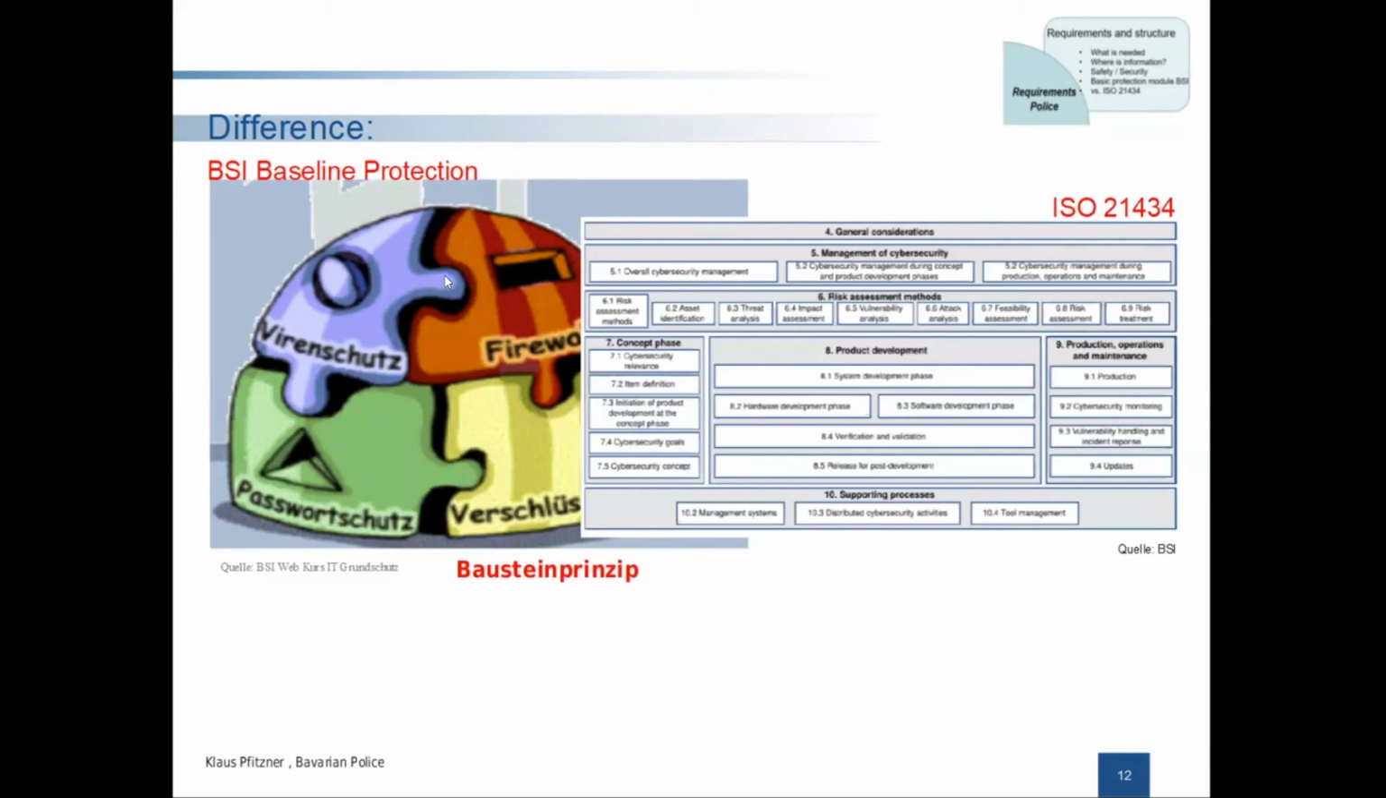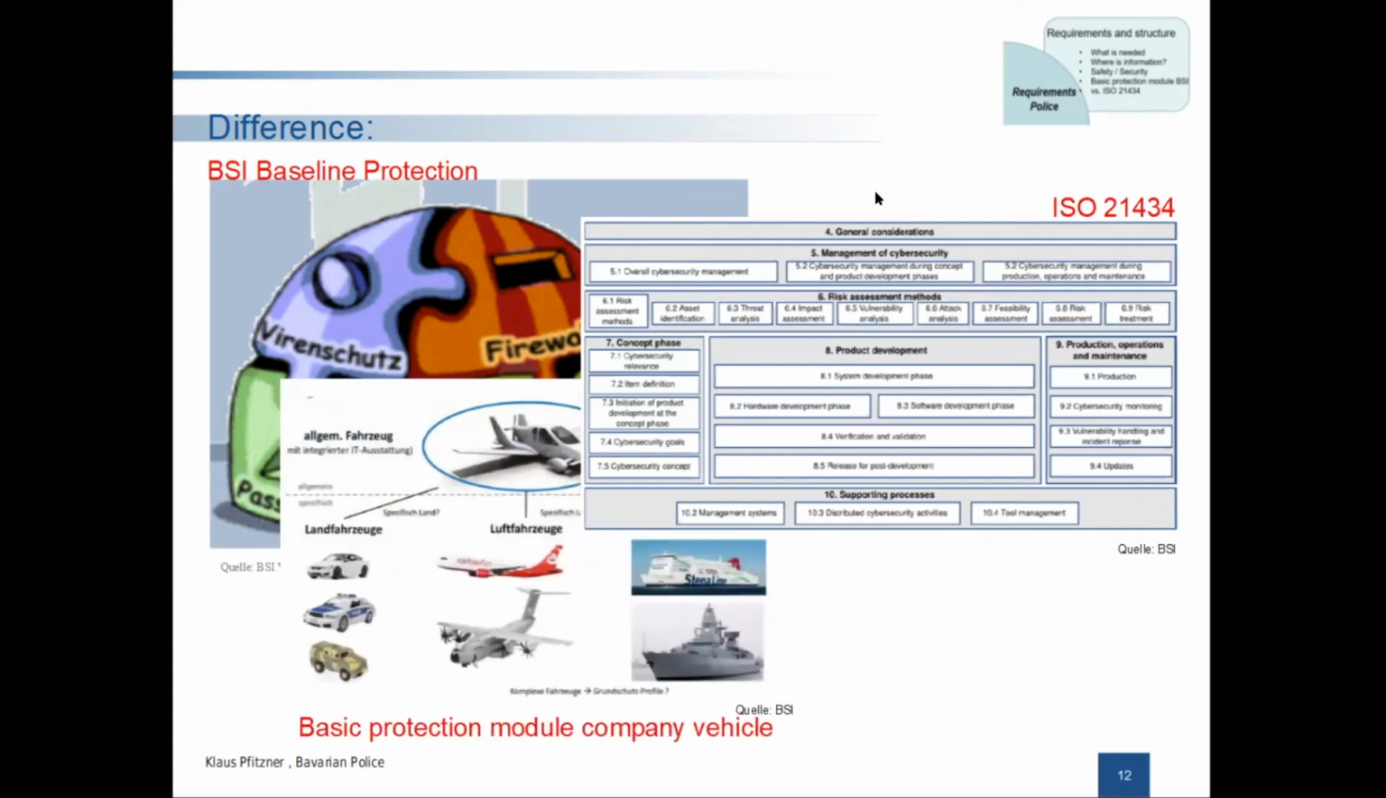You look at the left side, the BSI baseline protection, and the right side, the ISO 21434, which will be done at the VDA, and we have the difference between both documents. The BSI has produced a different basic protection module for company vehicles.